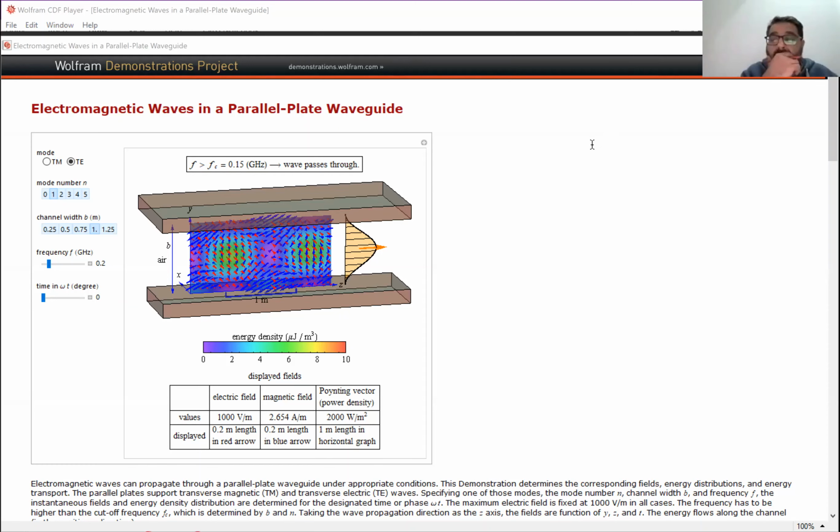So continuing from the last class, we were discussing this parallel plate waveguide. Just reminding you that in this parallel plate waveguide, we have these two conducting plates, and along this transverse dimension, you have a standing wave, and along the guide direction, this wave is propagating.